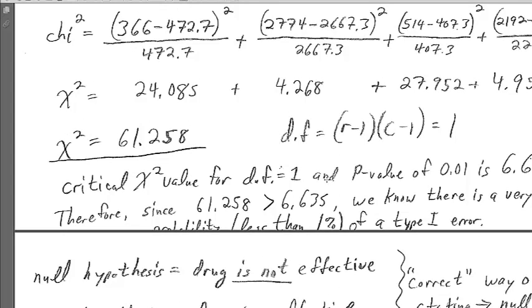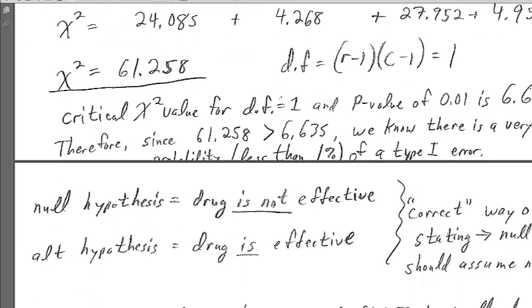When I went to my table, I saw that for a degrees of freedom of 1, and yes, you might typically want to look at a 0.05 critical value, or I'm sorry, p-value, to tell you of significance. But in this case, our observed chi-squared was so high, I actually went to 0.01. In that case, the critical value was 6.6. So if my observed chi-squared value is greater than 6.6, I know that I have something that is significant at a 0.01 level. My 61.258 is definitely bigger than the critical value of 6.635.